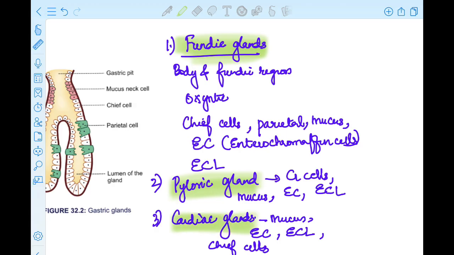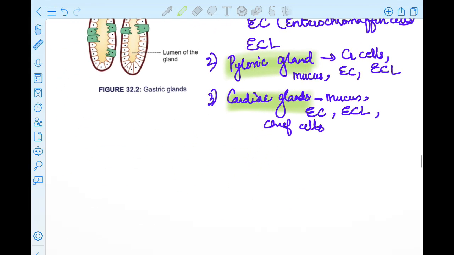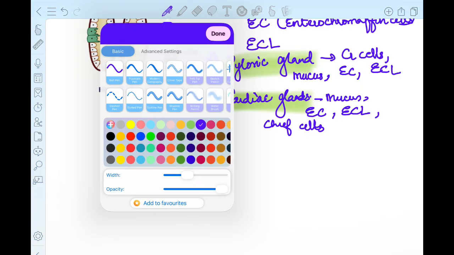And out of this, the main cells of the fundic glands are the chief cells, the parietal, mucus, EC cells, ECL cells. Pyloric gland produces the G cells, mucus, EC, and ECL cells. Cardiac glands produce again mucus, EC, ECL, and chief cells. Okay, so that's about the glands. And now we are going to see the secretions of each of these cells that belong to various glands.